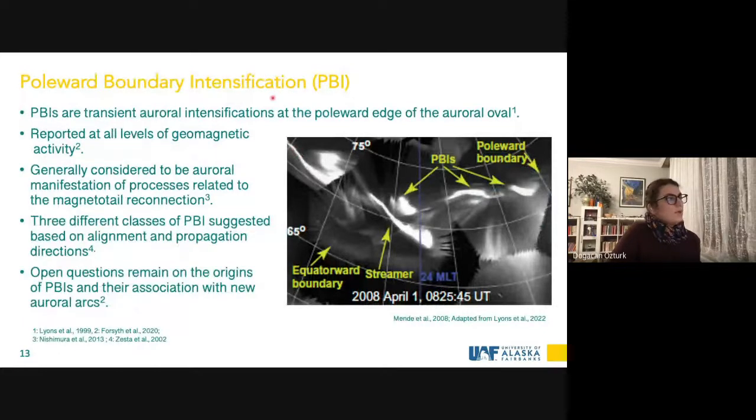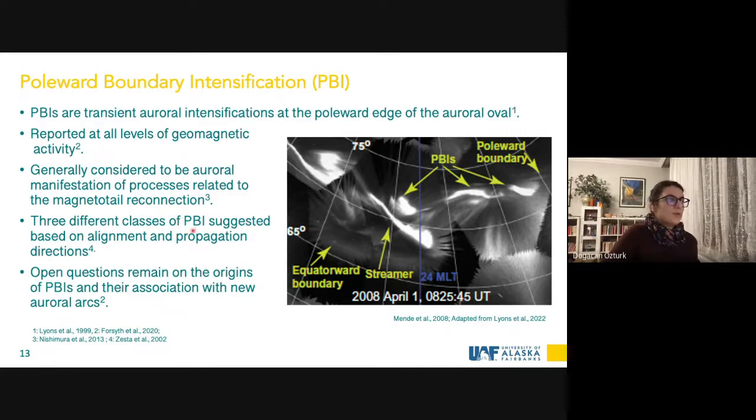As for poleward boundary intensifications, on the poleward boundary of the auroral oval we see really localized bright features. They are transient, and they are reported in all levels of geomagnetic activity. They can be reported in the expansion phase, main phase, or recovery phase. And these are generally considered to be manifestations of processes related to magnetotail reconnection.